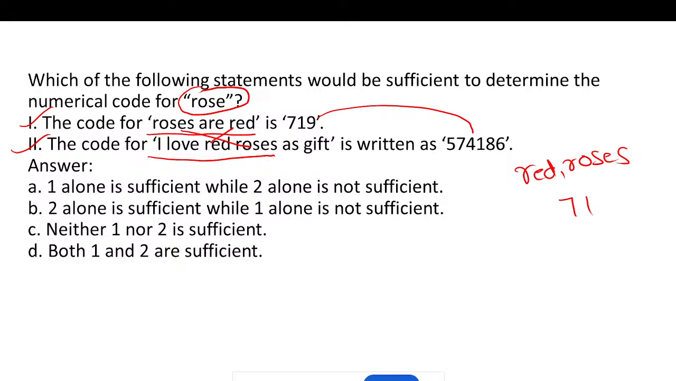But exactly I don't know whether I should give 7 to red or 7 to roses. I don't know whether to give this 1 to red or 1 to roses. I don't have clarity. That's why the answer for this question is both the statements are not sufficient to give the answer. Neither one nor two is sufficient.